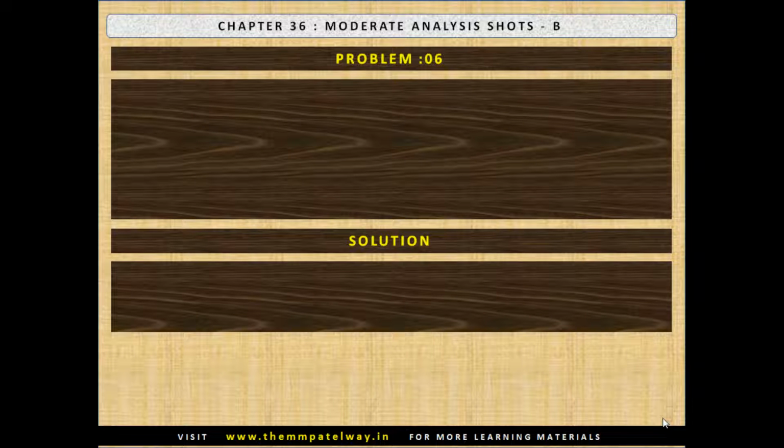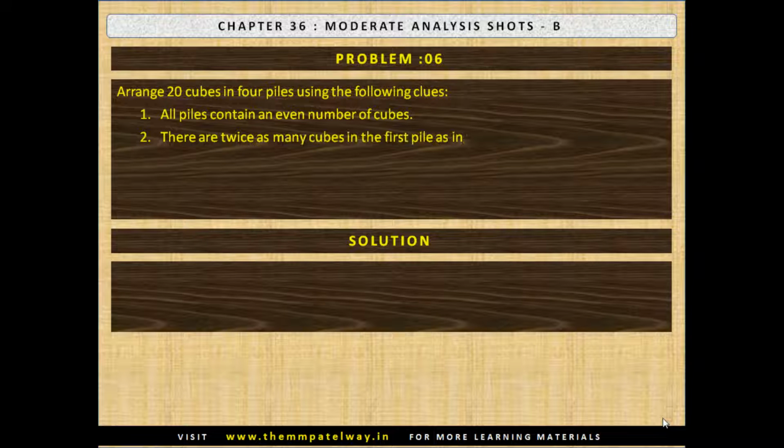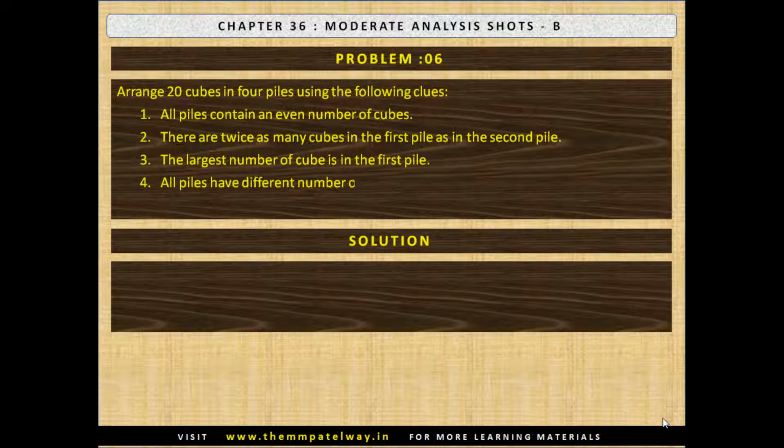Problem number 6. Arrange 20 cubes in 4 piles using the following clues. 1. All piles contain an even number of cubes. 2. There are twice as many cubes in the first pile as in the second pile. 3. The largest number of cubes is in the first pile. 4. All piles have different number of cubes. And 5. Each pile has at least one cube. Now stop the video and solve the problem.